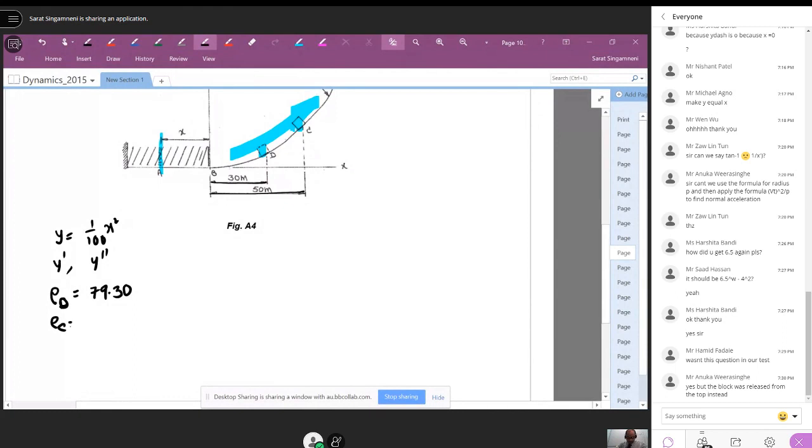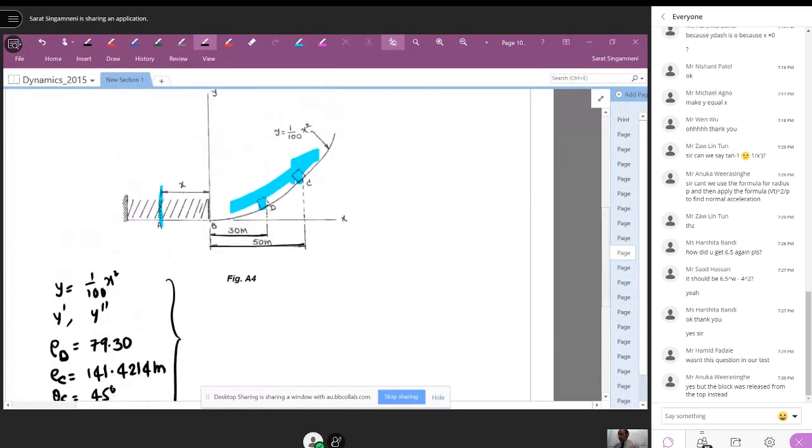And the rho c is equal to 141.4214 meters. And theta c is 45 degrees. You know how to calculate. And theta d is 30.9638 degrees. So this is all straight away done. Then at C, free body diagram at C of the block.